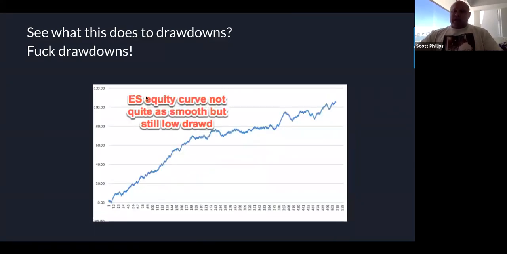Now, let's look at the ES equity curve, which has a lot more data in it, and it's not quite as smooth because of the distortion effect of the open and close of the market, but you can still see that there's very low drawdowns. We've still got very low drawdowns.